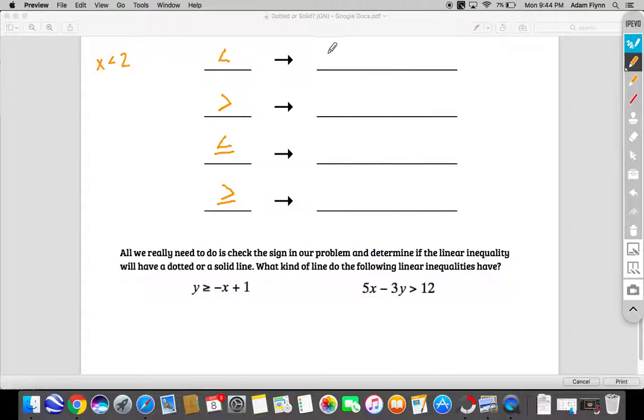Therefore, whenever we have a less than sign, our line will be dotted. Similarly, whenever we have a greater than sign, our line will also be dotted.